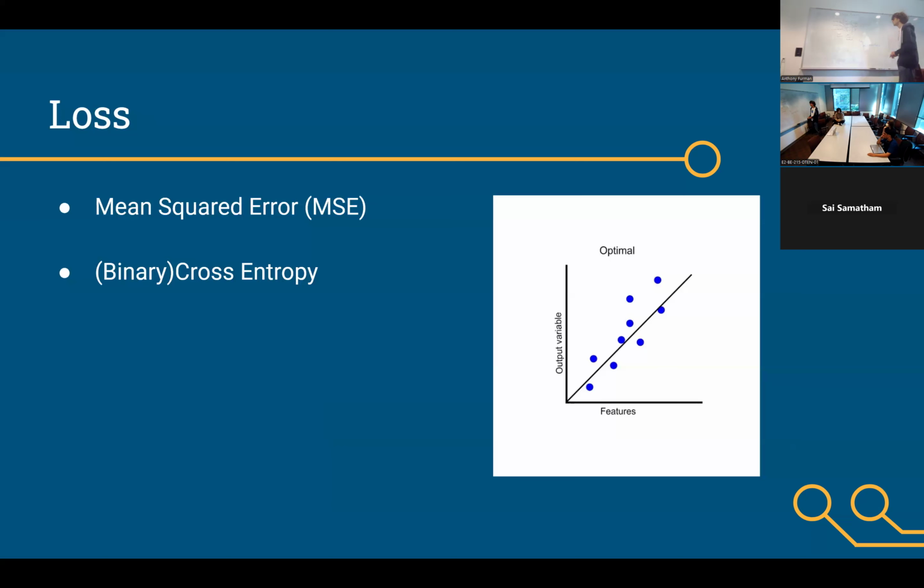Okay. So now we have a measure of how bad the neural network is based on our weights. Now we need to take that loss, and that's what loss is, and we want to actually update the weights inside.